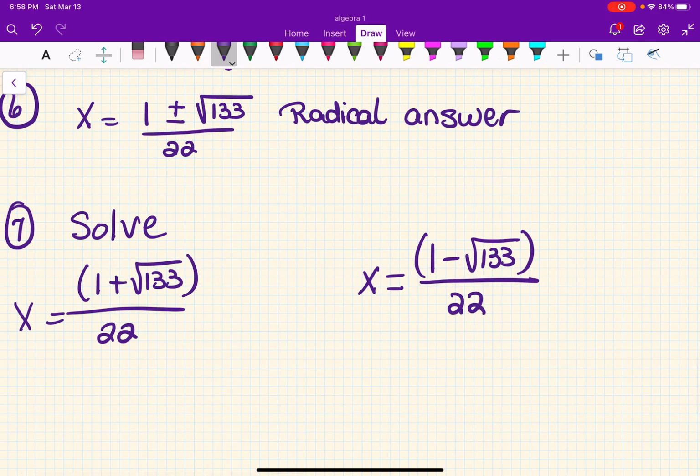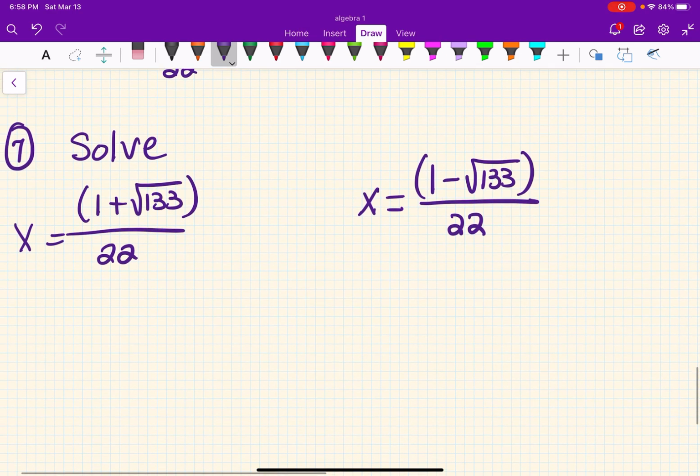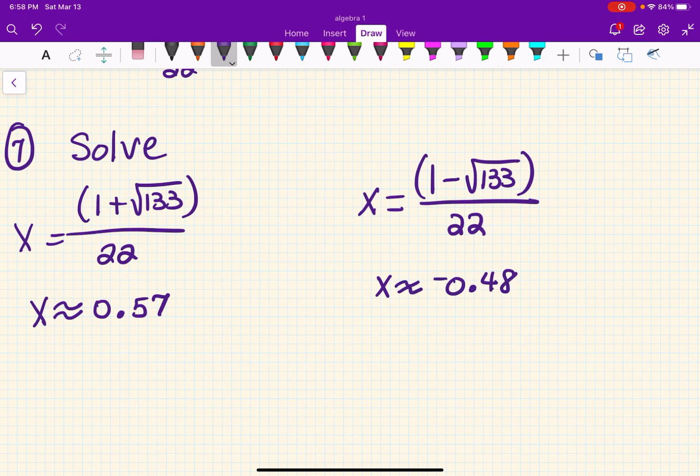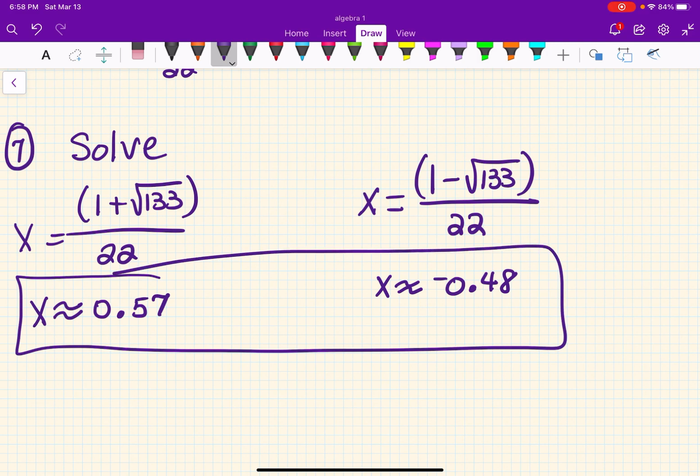And if you don't put those parentheses in the calculator, then the calculator is going to divide root 133 by 22, then do the subtraction with the 1 or adding. So I want you to put this in your calculator, and what you should get, and this means approximately, 0.57 and approximately negative 0.48. If you're not getting that, try again. And if you're still not getting it, don't erase your calculator. Bring it to me and show me what's happening, and I can probably figure out what keystrokes you're messing up with. Okay, so that's the quadratic formula, and you just need to practice it a lot.